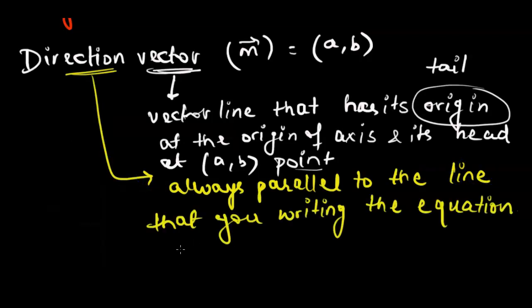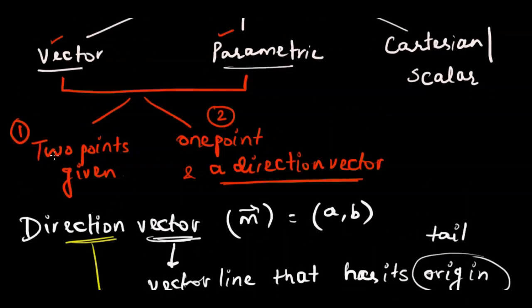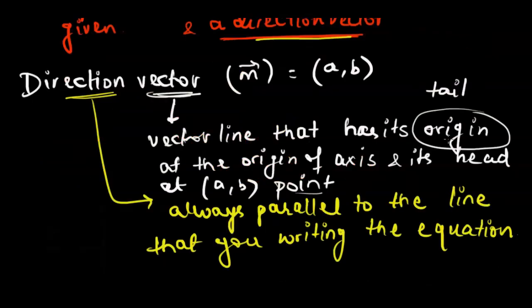Let's quickly summarize this. What we require in this particular lesson is to write the equations of lines, and equations of lines can be written under 2 different conditions. The first condition is that you're given 2 points. The other condition is that 1 point and a direction vector are given. We know what is meant by a point, but we didn't know what is meant by a direction vector. A direction vector is just a line that has its tail at the origin of the axis and its head at any point (a, b), and the direction vector is always parallel to the line that we are writing the equation for.